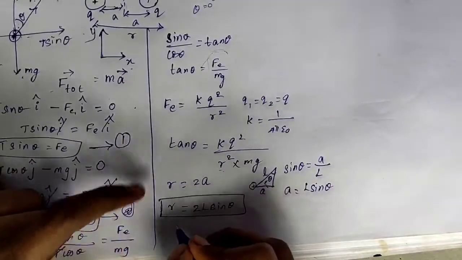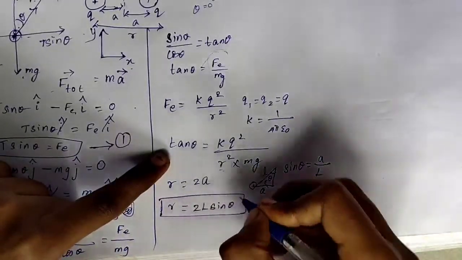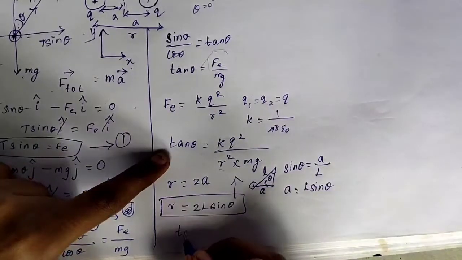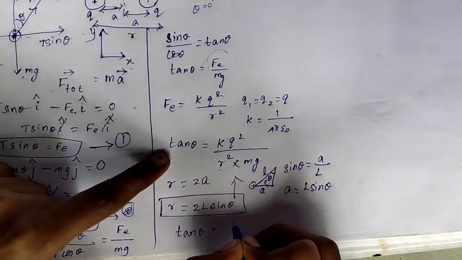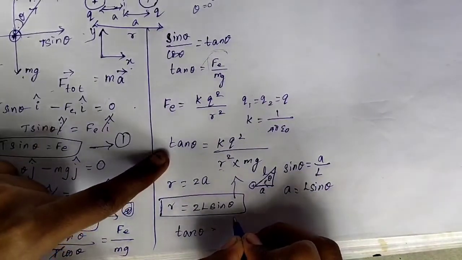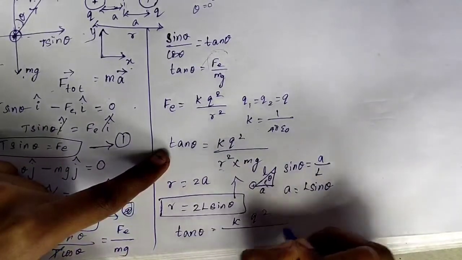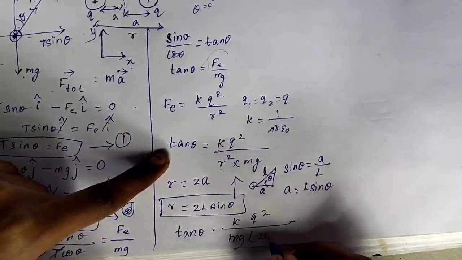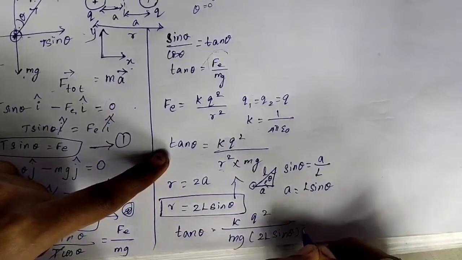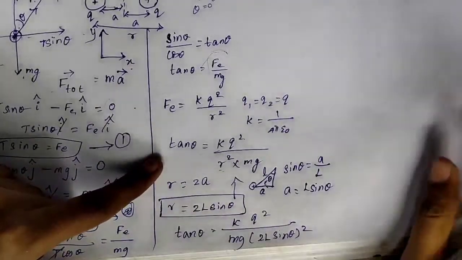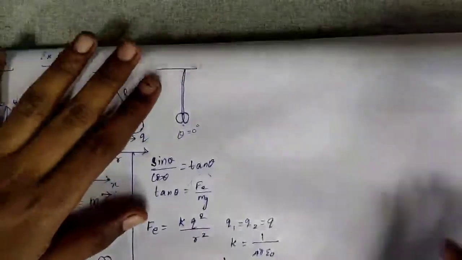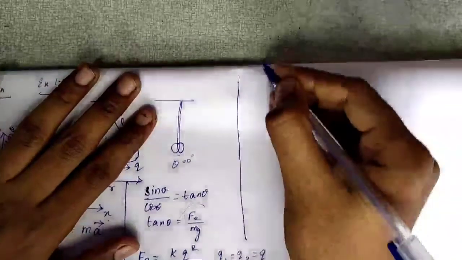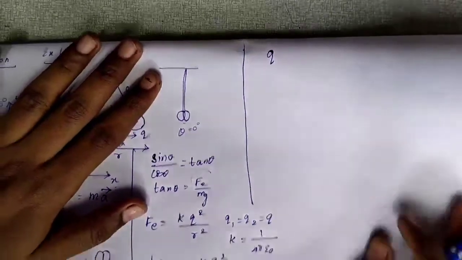Next, I am going to use this in this equation. Then tan theta is equal to k q square by mg, and instead of r I am going to use 2L sin theta squared. Next, what is our aim? To find the charge. So I need the charge q.